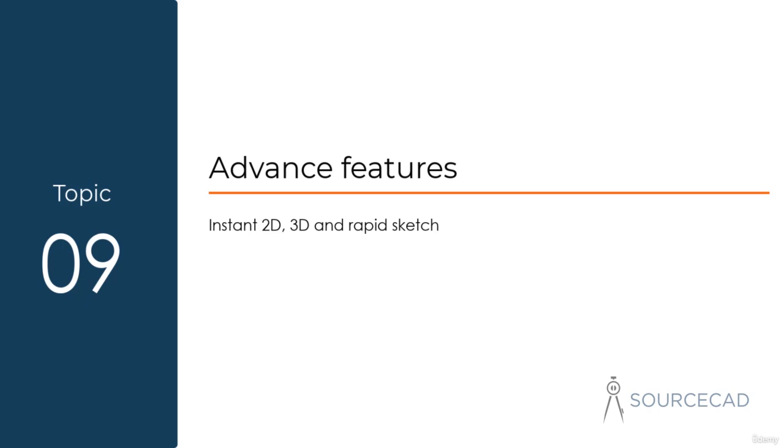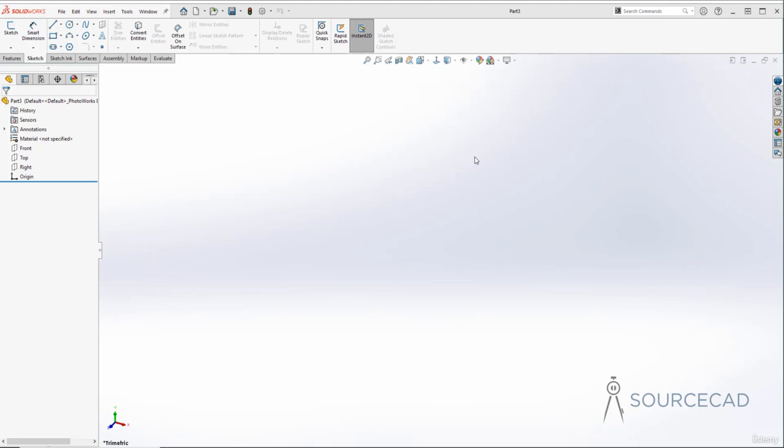So now let's talk about Instant 2D, Instant 3D, and the Rapid Sketch feature. Now on the Sketch Command Manager, we have the Instant 2D tool right here. And with this, you can create 2D sketches quickly using the graphic area. Let me show you how it works.